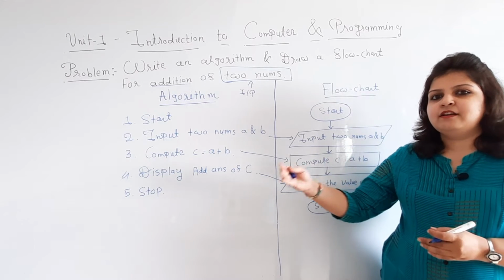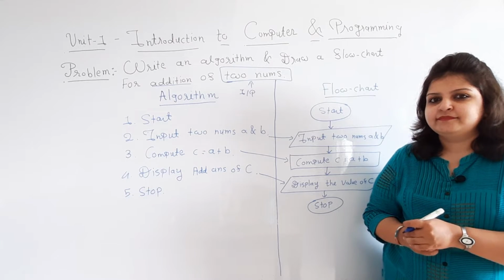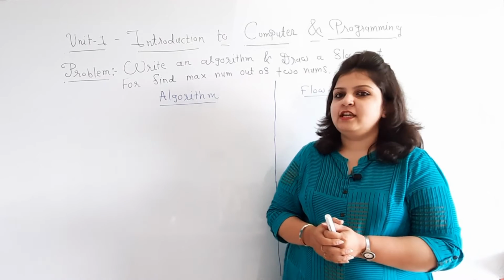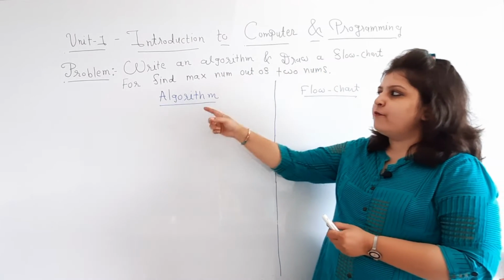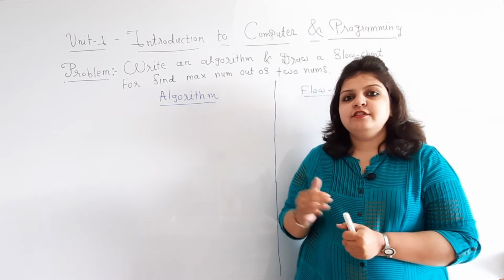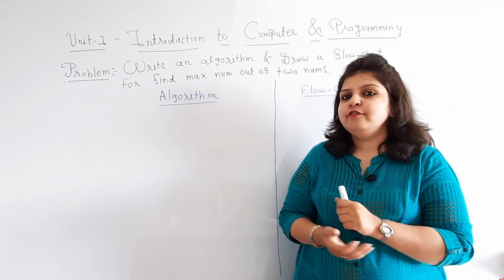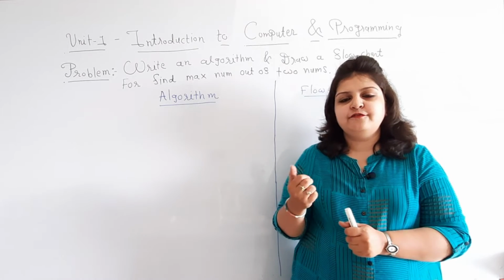Now let's see another category, that is the conditional problem. Let's see another problem. The definition is: write an algorithm and draw a flowchart to find the maximum number out of two numbers. So this is our second category, the conditional problem. Why do we have to use a condition here? Because we have to find the maximum number out of two numbers.